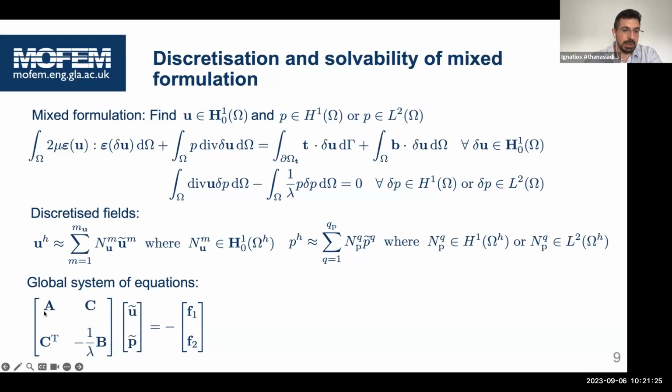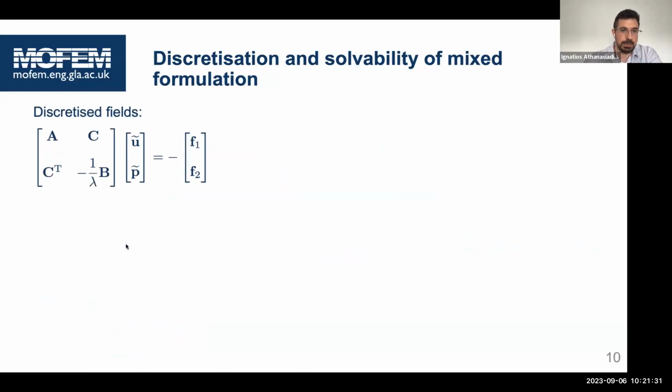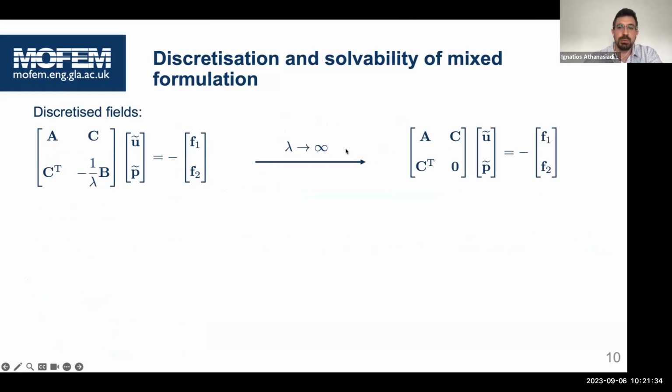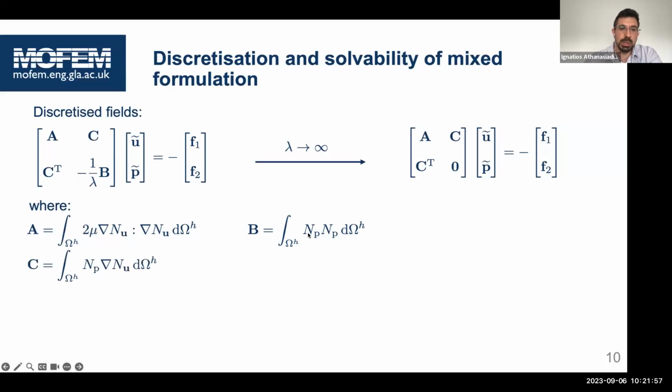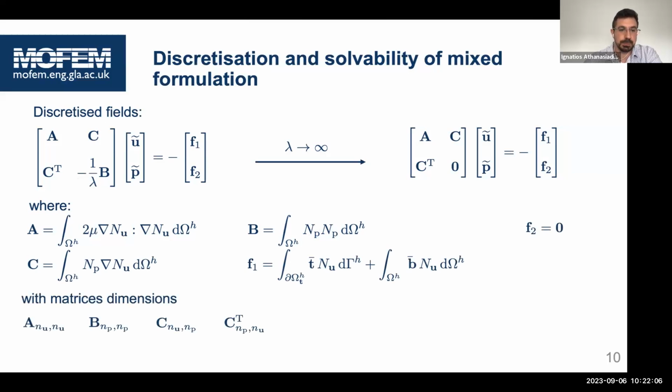And here you can see, as I said, the system of linear equations. And as I said, when lambda tends to infinity, it becomes a saddle point problem because this matrix is equal to 0. And the definition for each matrix is presented here. This one is with respect to the displacement field only. This one is the off-diagonal term related to only pressure. And then we have the off-diagonal terms that are coupling displacements and pressures. And the right-hand side boundary conditions.